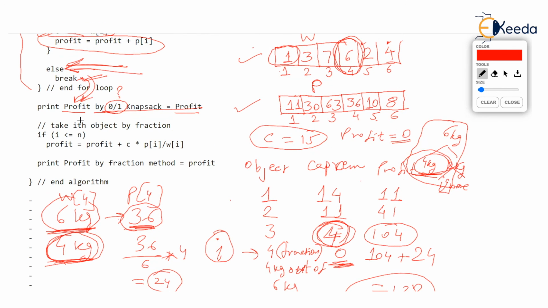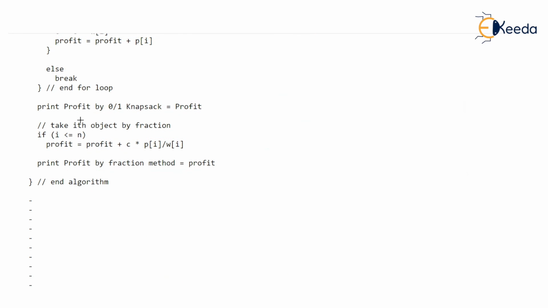So are you able to understand this formula which I am encircling now? The profit will become profit plus capacity remaining, which was 4 kg, only a 4 kg portion of the object can be added, multiplied by P4 by W4, because i was 4 when the loop stopped. So that was 36 by 6 and we got 24, and that was added to the profit 104. Then we print the profit by fractional knapsack as the maximum profit. By the way, I am erasing the slate now. That's the end of the algorithm.